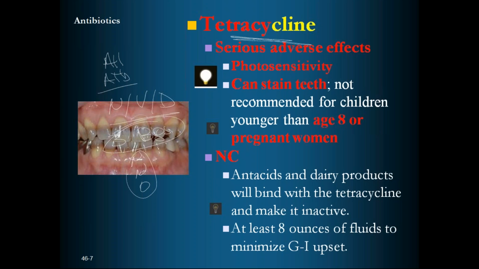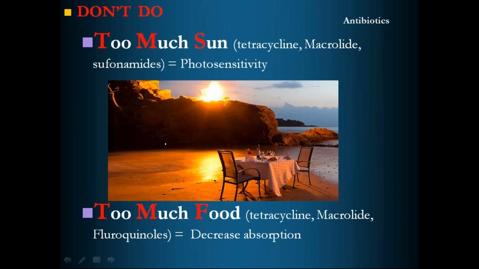Okay? Another thing that we need to remember is the photosensitivity. For this we have a mnemonic: not too much sun. Okay, don't do too much sun. T, M, and S. T is the tetracycline, can produce photosensitivity. Macrolides, the prototype is erythromycin, also produce photosensitivity. And S is the sulfas, okay?